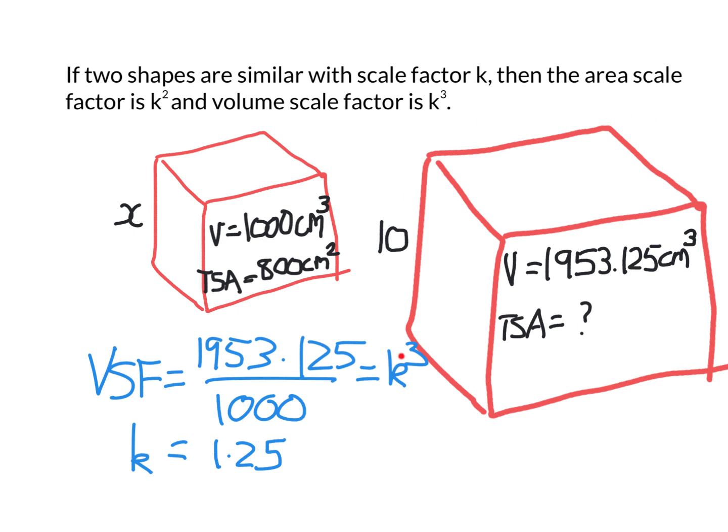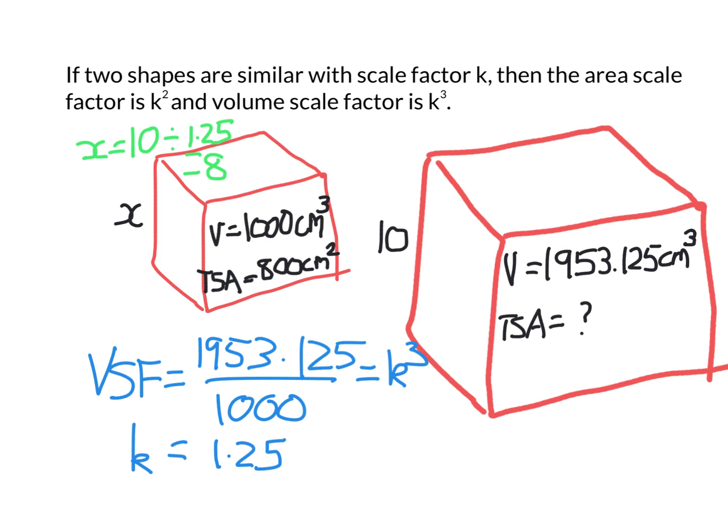That means sides in this shape are 1.25 times the size of the sides in this shape. So because x is in the smaller shape, instead of timesing, I divide by the scale factor. So I take its corresponding side of 10 and I divide by the scale factor. Turns out I get 8. So x is 8.